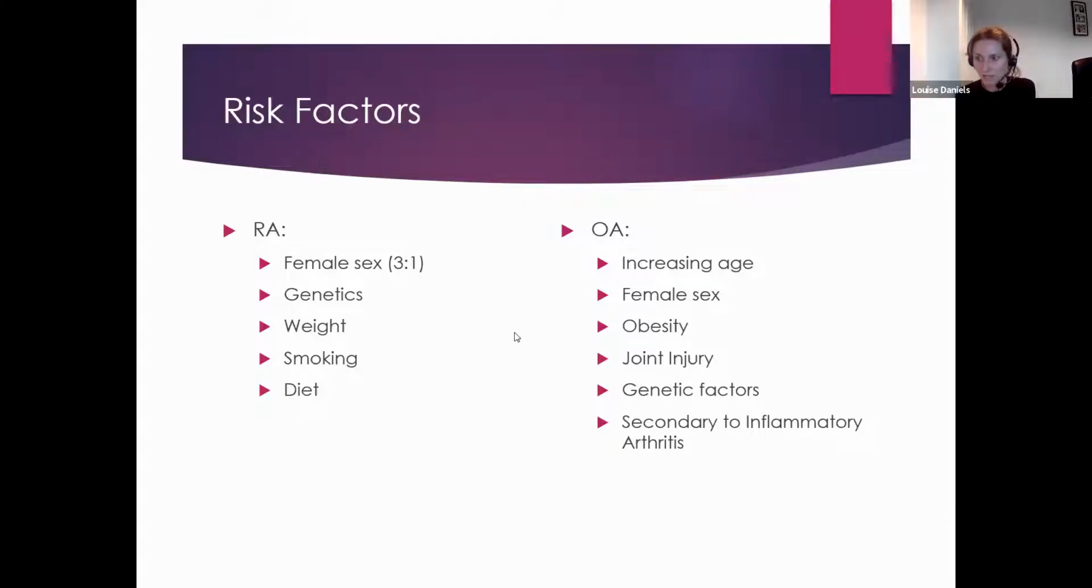In osteoarthritis, we've already talked about increasing age, but also obesity is a big contributing factor. Previous injuries to the joints, genetic factors again that come into play, and there may be an underlying previous inflammatory arthritis which has caused some joint damage, and people have developed secondary OA.